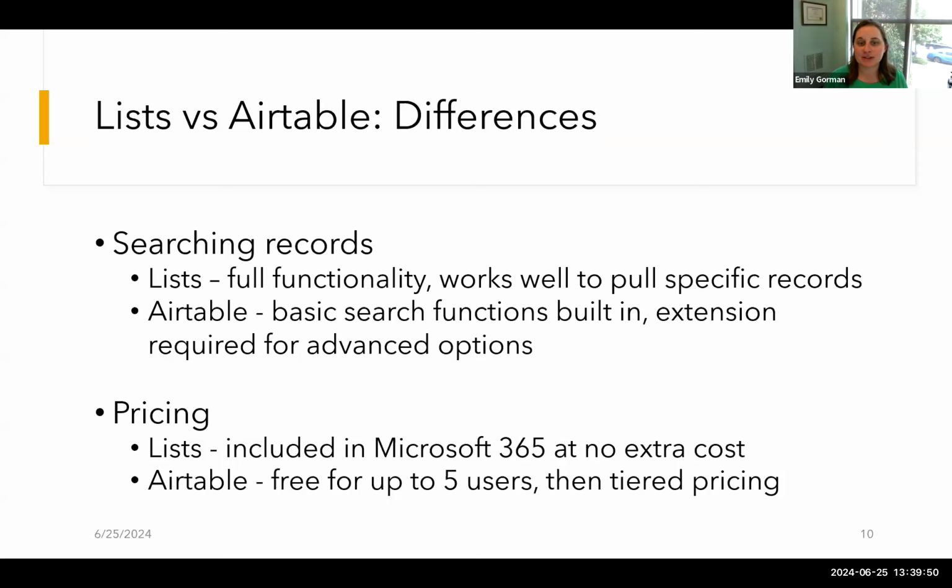So in terms of differences, one of the biggest differences between the tools is actually the cost. So as Emily mentioned, Lists is included in Microsoft 365. So if your institution already uses that, you're not going to have to pay anything extra to use Lists. Whereas Airtable has a freemium structure. So the free tier supports up to 5 users, which would work well if your service includes 5 or fewer librarians. But for larger teams, the pricing would be tiered based on the number of people using it.